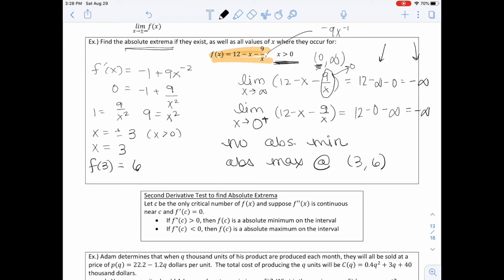Up here it does say to determine the x values. So this was also at x is equal to 3. The y value is at 6.